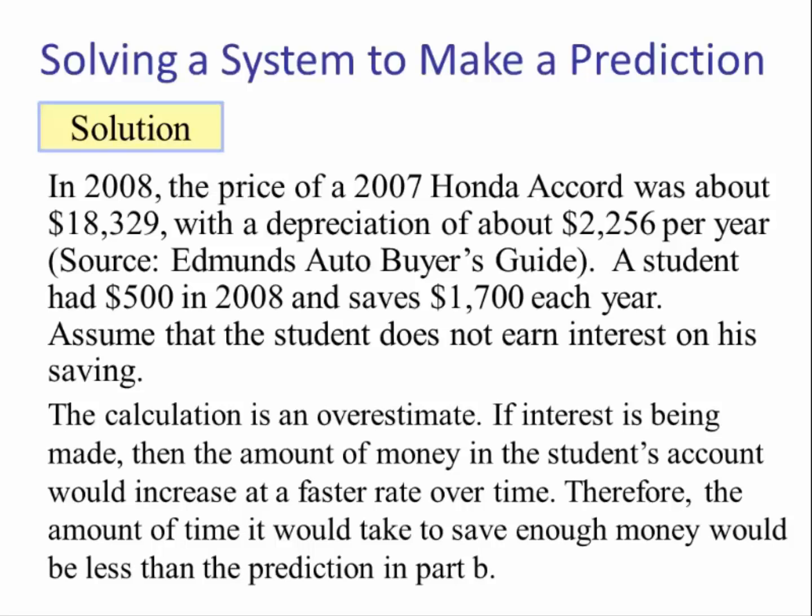If interest is being made, then the amount of money in the student's account would increase at a faster rate over time. Therefore, the amount of time it would take to save enough money would be less than what the model said in part B.